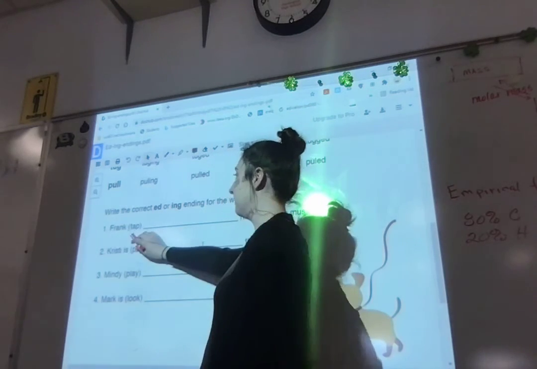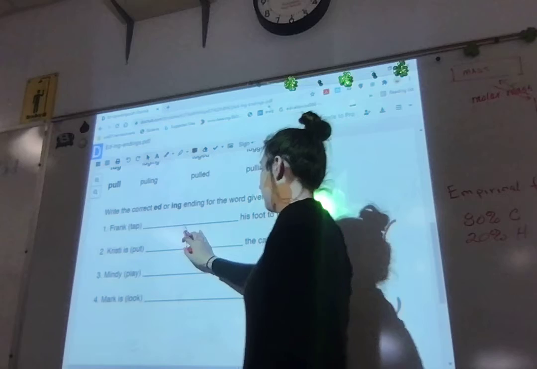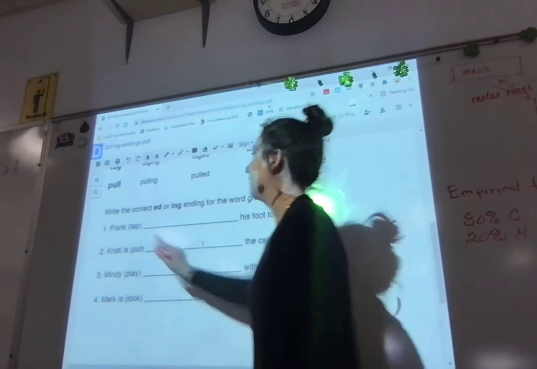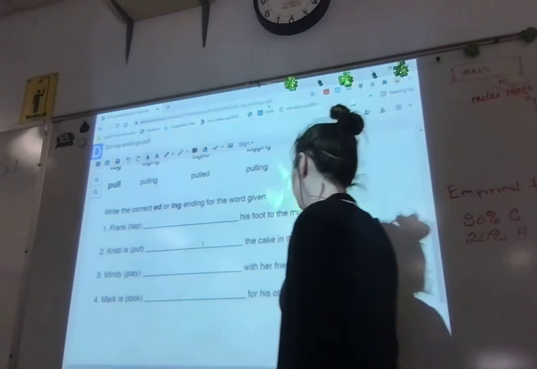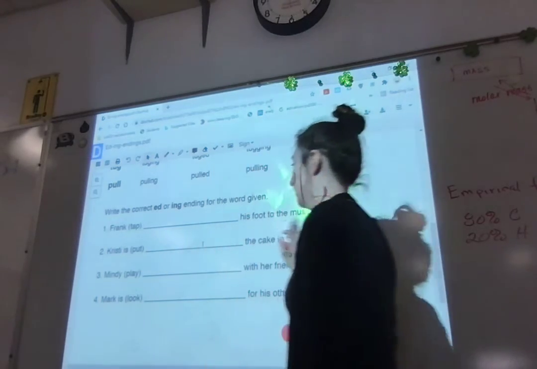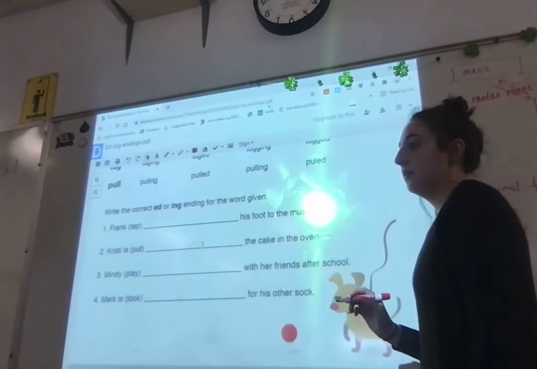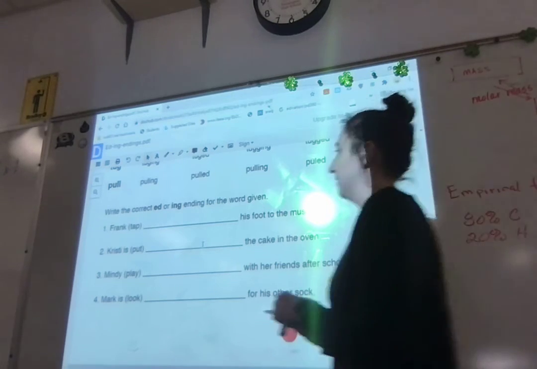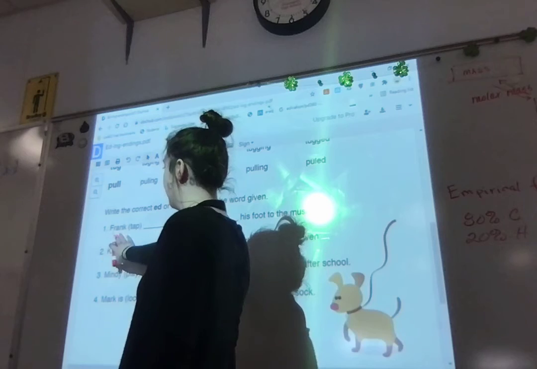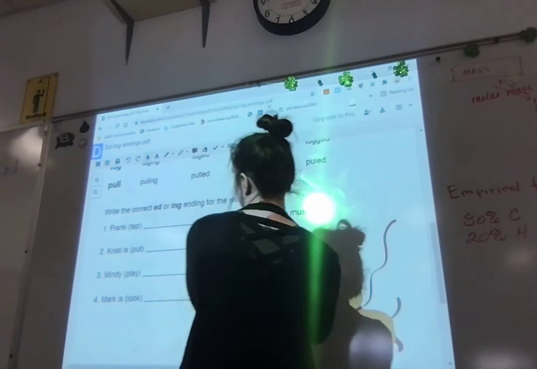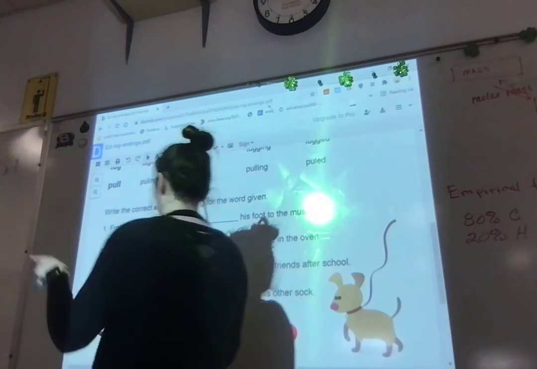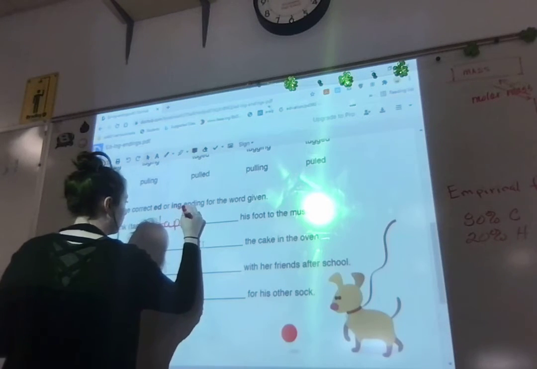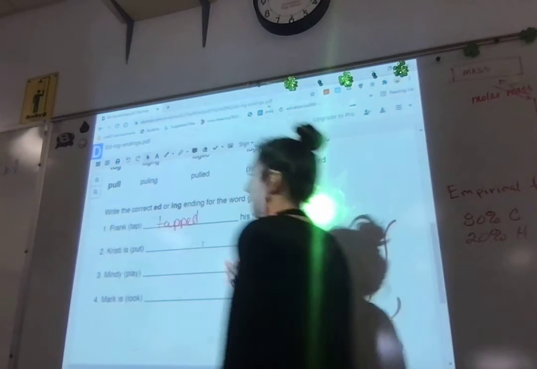Brinley, you want to read the first sentence? Frank blank his foot to the music. Okay, so is it Frank tapped his foot to the music, or Frank tapping his foot to the music? Tapped. Why is it tapped? It's past tense. Because if it was Frank tapping, we'd need the word is, right? Did I spell that right? Mm-hmm.